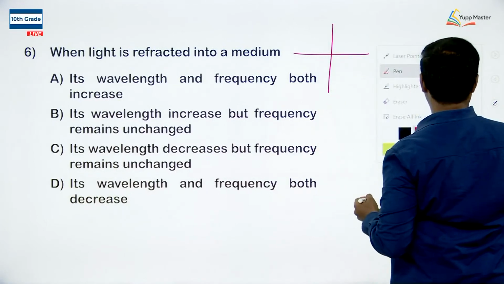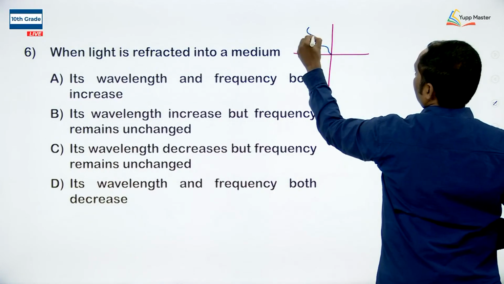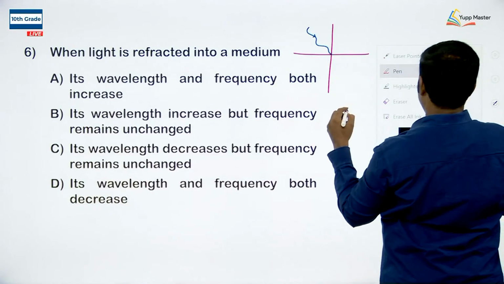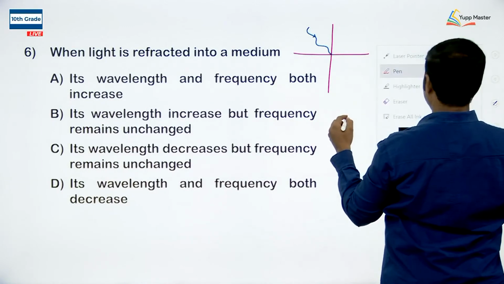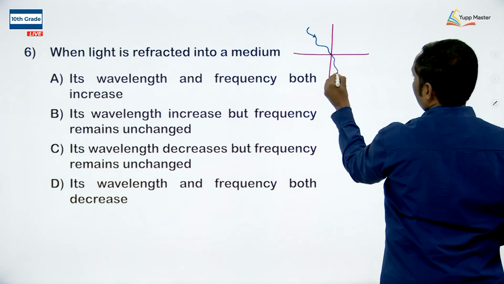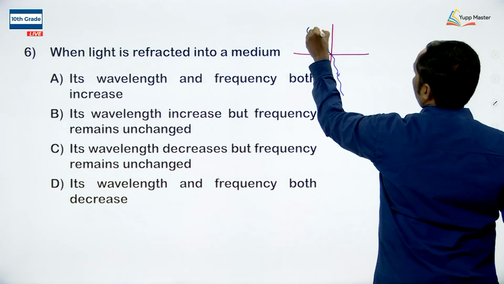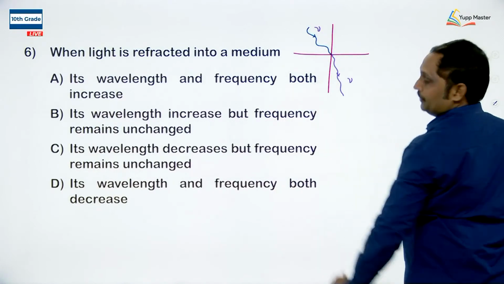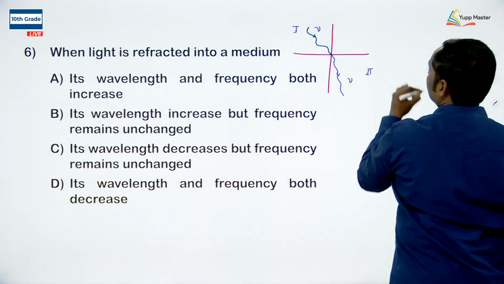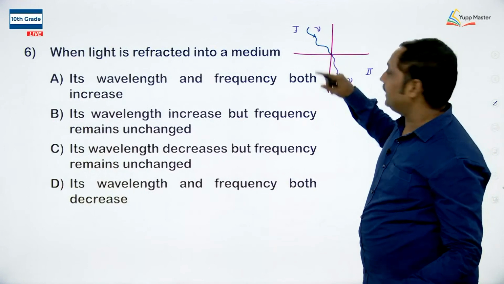You have to know that this is the light entered, in the form of a wave. It has been refracted. Here we take nu as the frequency. This is the first medium and the second medium. So we are talking about frequency and lambda.